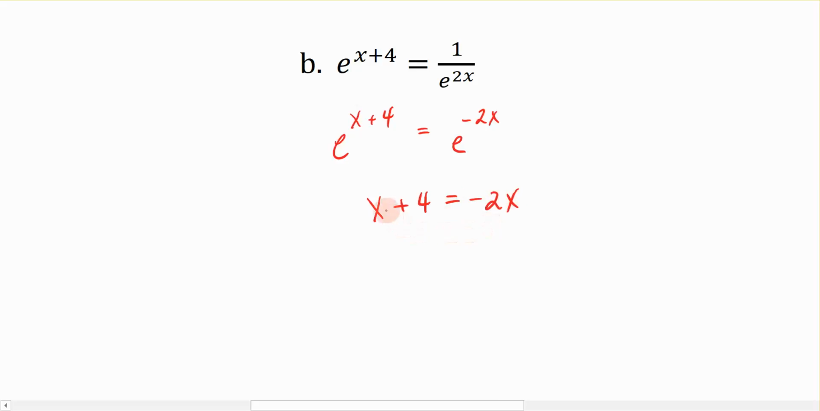So I'm going to add 2x to the right-hand side. That gives me 3x. And I'm going to subtract 4 from the right-hand side, so negative 4. Divide both sides by 3, and I get negative 4 thirds. And that right there is the solution to my problem.